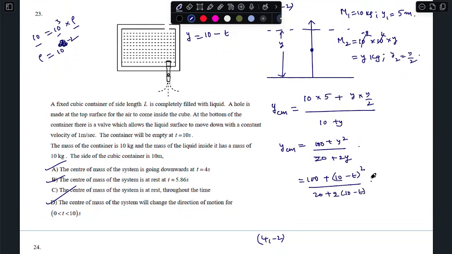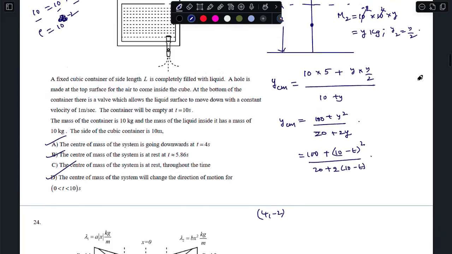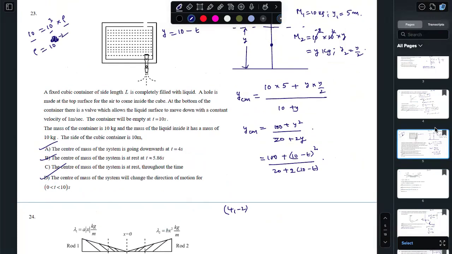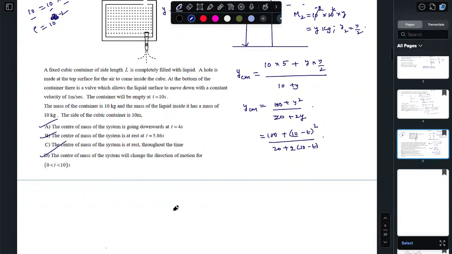I have given the YCM. Right. Now, what you need to do is just differentiate this with respect to t. You will get all the terms.